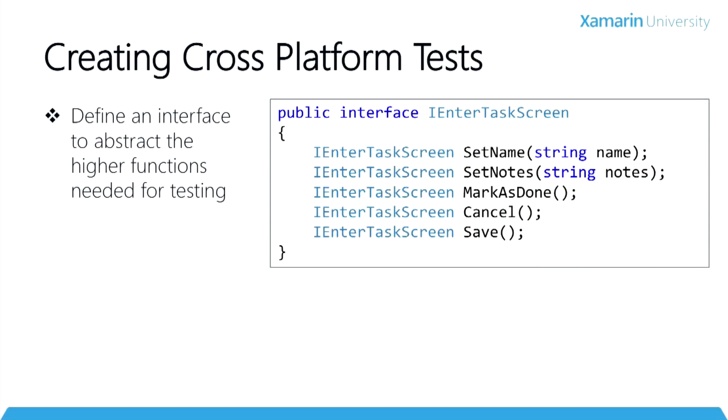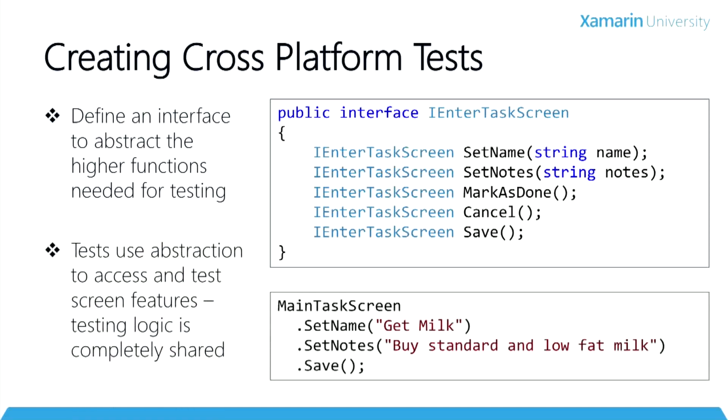Here you can see we've defined an interface for our Enter Tasks screen. This exposes a Fluent API where each method returns the interface back so it's easier to work with. The interface API provides access to the specific UI things that we want to test, setting the task name, notes, and pressing buttons in the UI. Now, once you have your interface for the test defined, you would then write a concrete implementation of this class for both iOS and Android, using the proper queries for each platform to identify the things that you're working with.